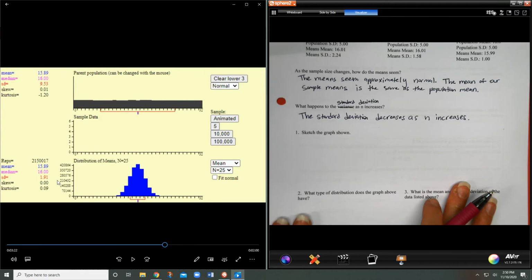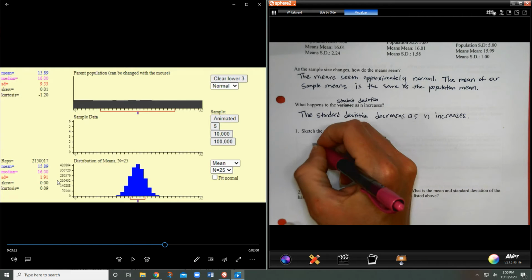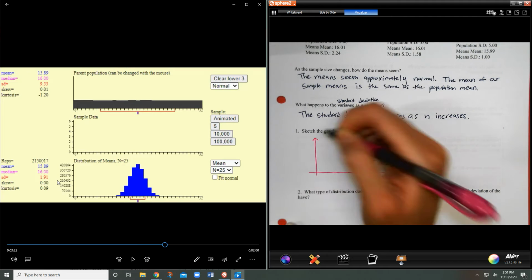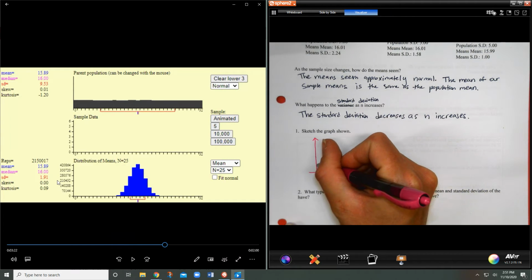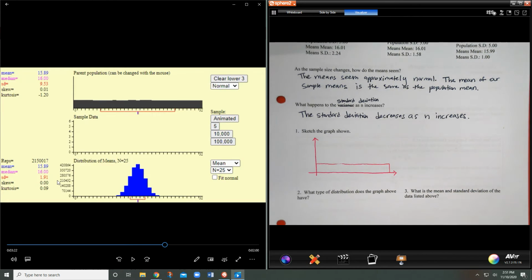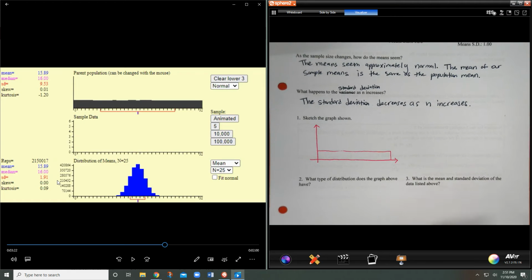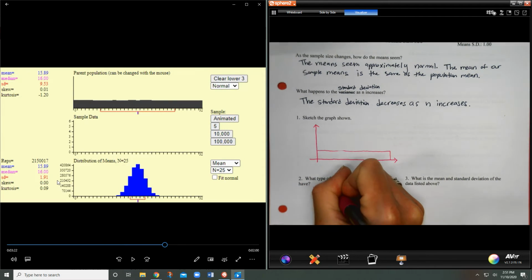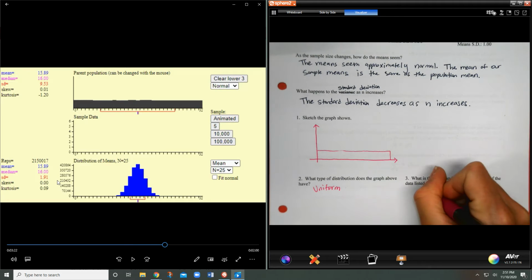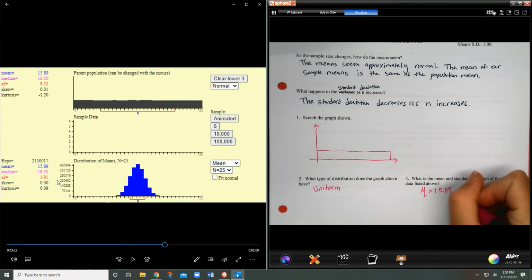In our notes, it said to sketch the graph shown. The graph was the parent graph. So a sketch of our parent graph here would look something like this. What kind of distribution does it have? It is uniform. What is the mean and the standard deviation for it? The mean was 15.89 and our standard deviation was 9.53.